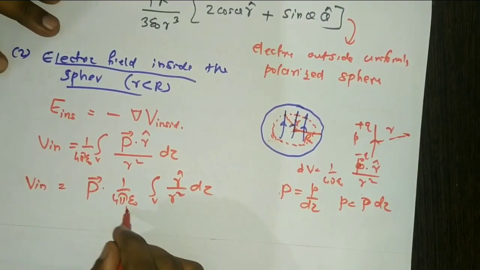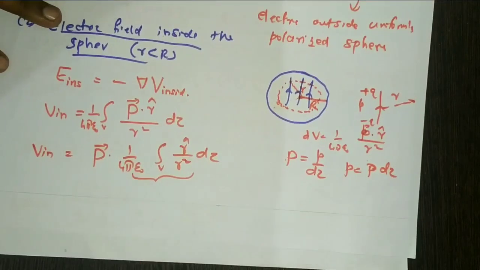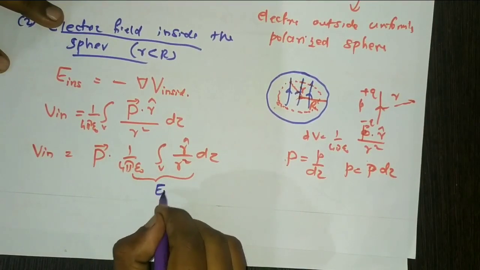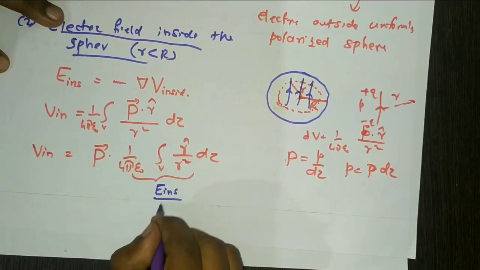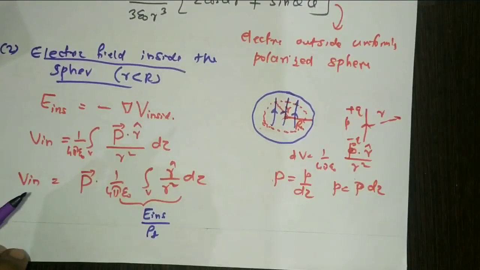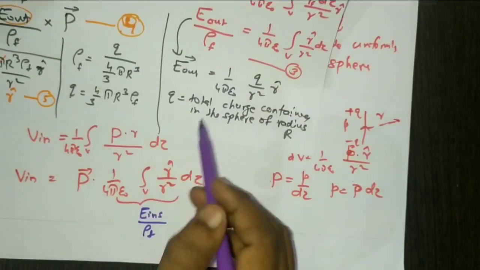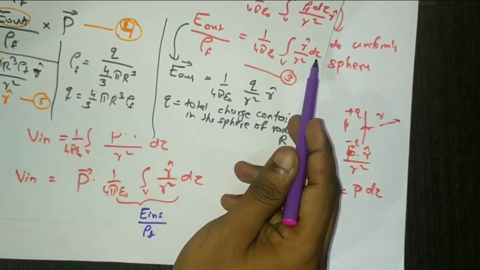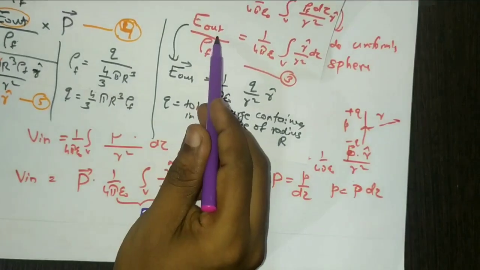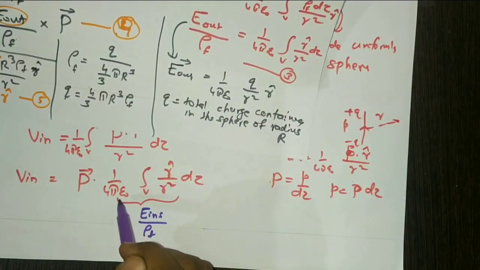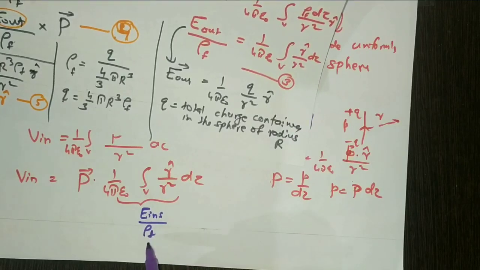Earlier we have seen that this term can be written as E inside divided by rho f. Actually we have proved here that 1 by 4 pi epsilon 0 r cap by r square d tau is nothing but E out by rho f. Here similarly we can write this term as E inside by rho f.